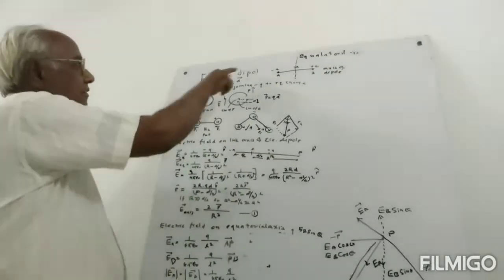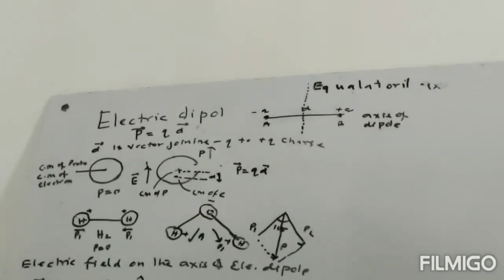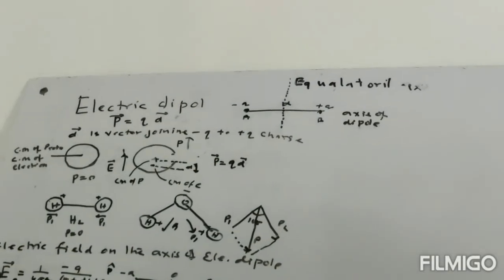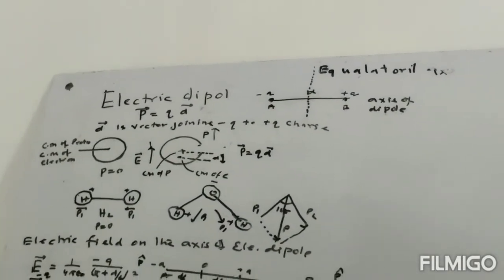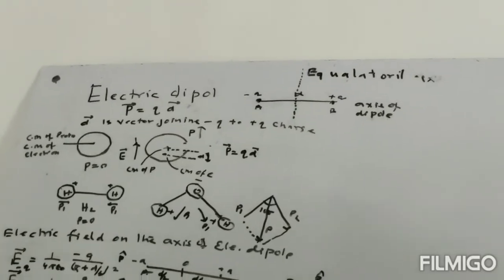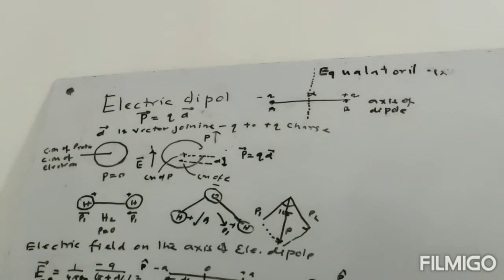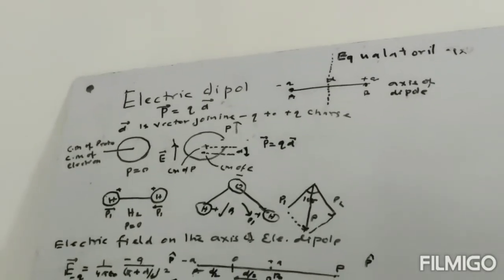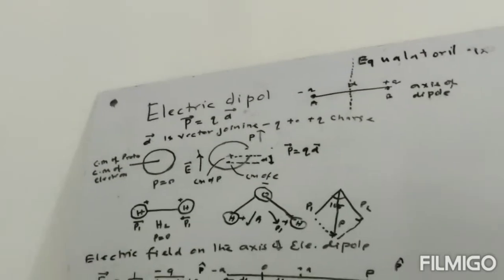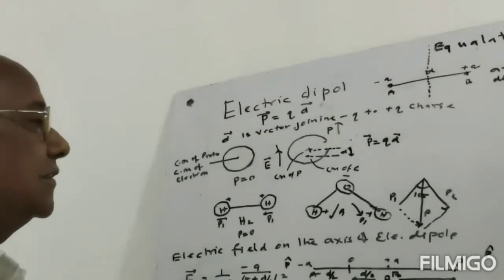Electrical dipole: a combination of plus q charge and minus q charge at a very small distance constitutes an electrical dipole. Electrical dipole moment: the product of the magnitude of any charge of the dipole and the distance between the two charges is known as electrical dipole moment. Electrical dipole moment is a vector quantity.